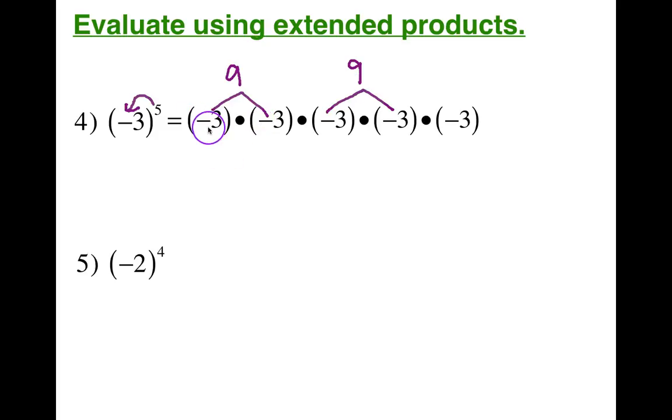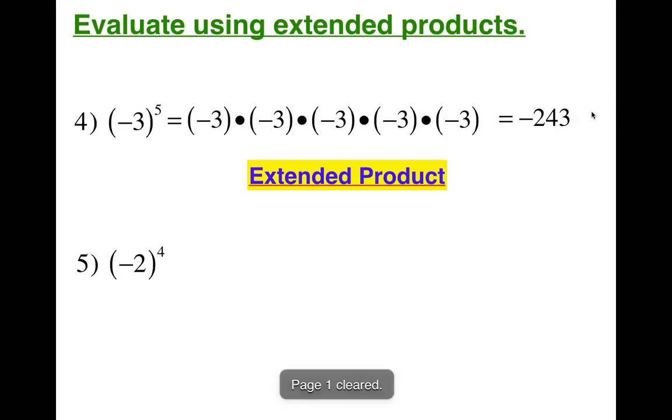So don't feel like you have to go in order, 3 times 3 is 9, times 3 is 27, times 3, etc. You don't have to. It might be easier to pair them up like this because now I know 9 times 9 is 81. Now all I have to do is 81 times a negative 3. Let's see. Side work. That's going to be negative, don't forget your negative, 243, okay? So, just a friendly reminder, almost forgot, this here is what we would call our extended product, or expanded, you can use either one, it means the same.